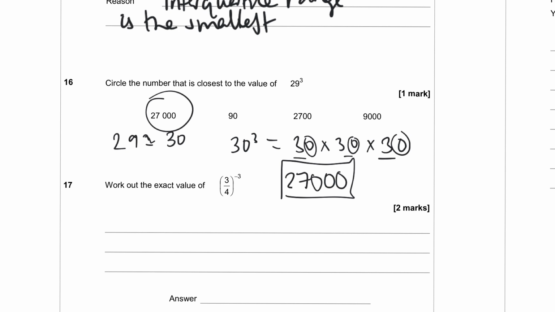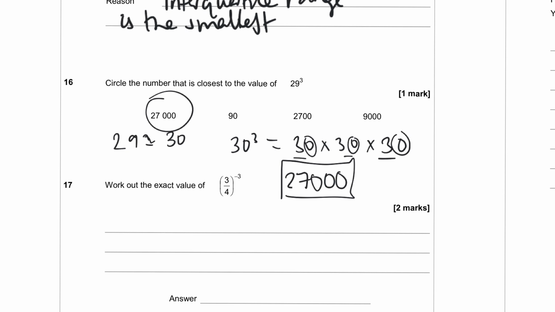And that's that part. Then question 17 says work out the exact value of 3 over 4 to the power of minus 3. So any time that it mentions exact in maths, leave it as a fraction. Do not put it as a decimal. Either leave it as a fraction or as a surd, but do not put it as a decimal because that is not exact. Screaming with emphasis because it's very important.